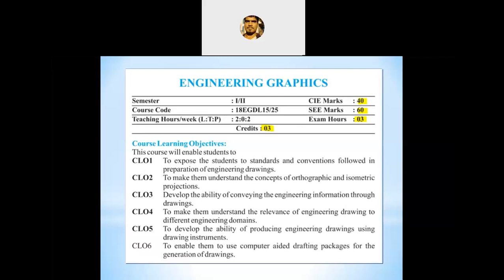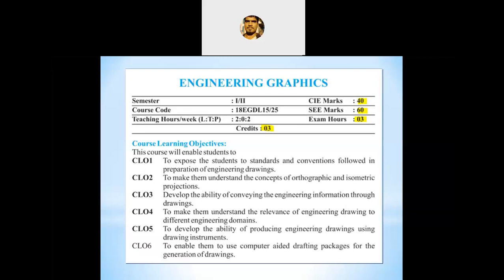And the third objective is the ability to develop and convey engineering information through drawings. Engineering drawing is a universal language. We have to communicate our ideas through drawing. Drawing is the best language to communicate all over the world. Whatever our ideas are, we represent them in drawing and we can communicate easily. So that is the third objective.